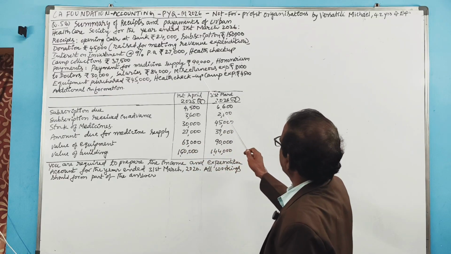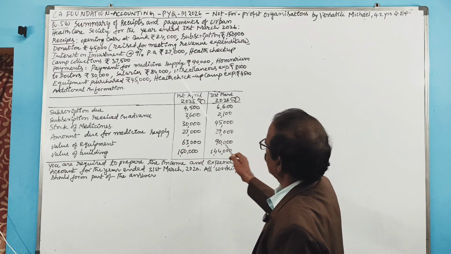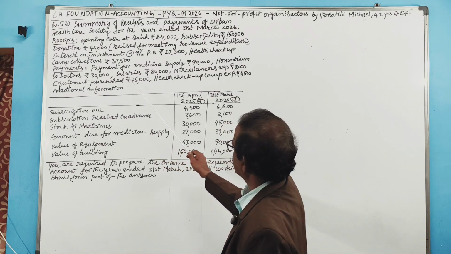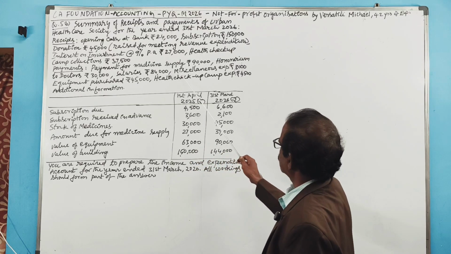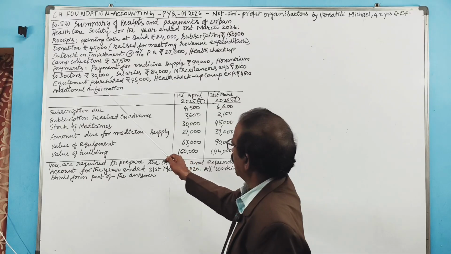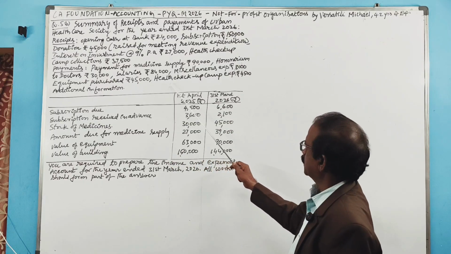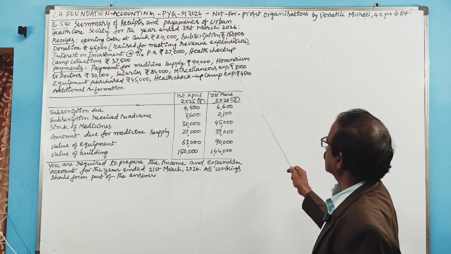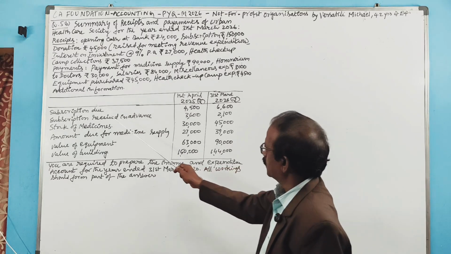Payments. Payment for medicine supply 90,000. Honorarium to doctors 30,000. Salaries 84,000. Miscellaneous expenses 3,000. Equipment purchased 45,000. Health checkup camp expenses 4,500.